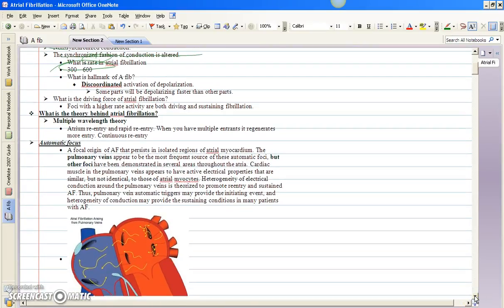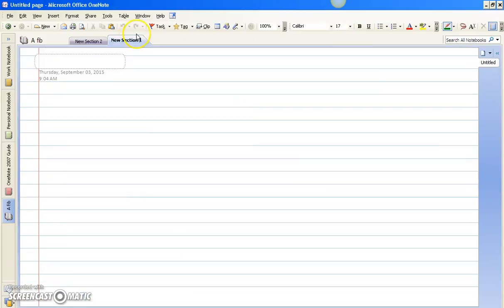What is the hallmark of AFib? It's disorganized activation of depolarization, okay? So let's go ahead and draw this out. Let me switch over to the next screen. Change colors. Perfect.